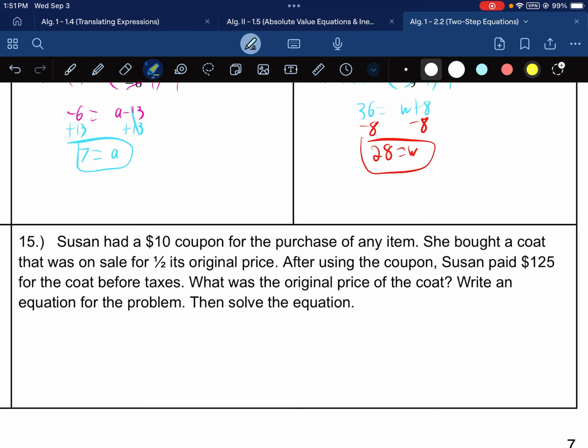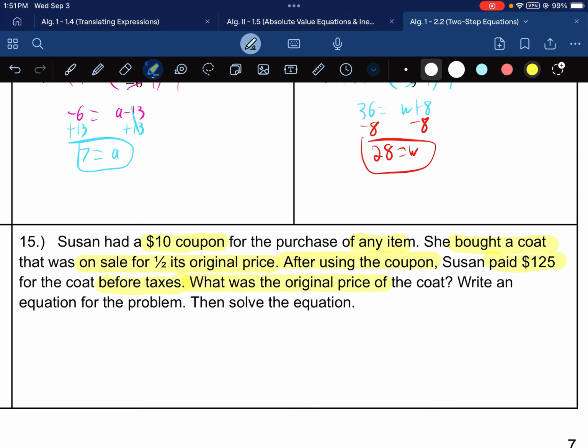So we don't really need to know that it's Susan, but we do need to know she had a $10 coupon for any item. And we do need to know that she bought a coat that was on sale for half its original price. We do need to know that it was after using the coupon that she paid $125 for the coat before taxes.